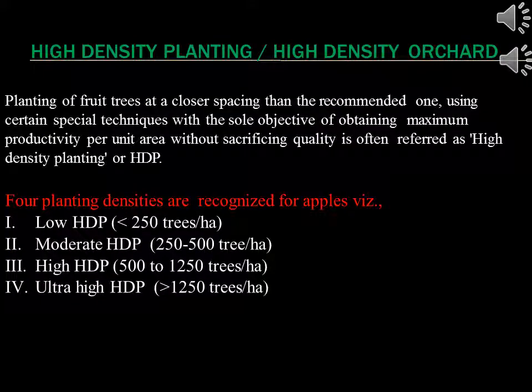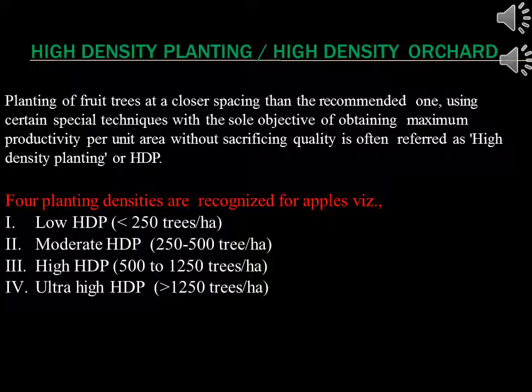High-density planting, or high-density orchard, is planting of fruit trees at a closer spacing than the recommended one using certain special techniques, with the sole objective of obtaining maximum productivity per unit area without sacrificing quality. It is often referred to as high-density planting, or HDP. Four planting densities are recognized for apple: low high-density planting, less than 250 per hectare.